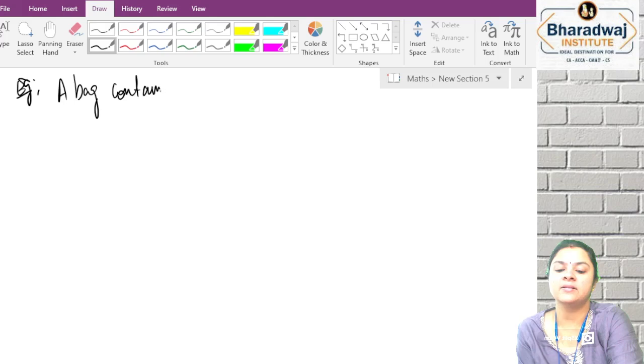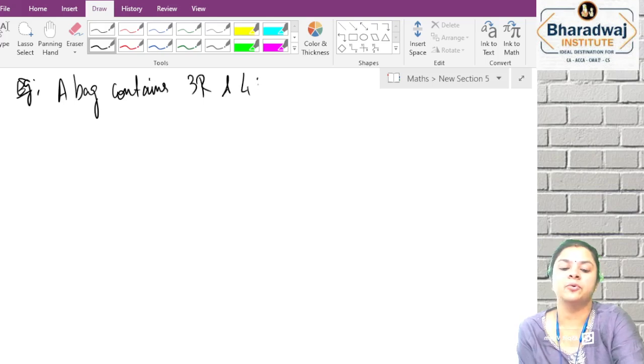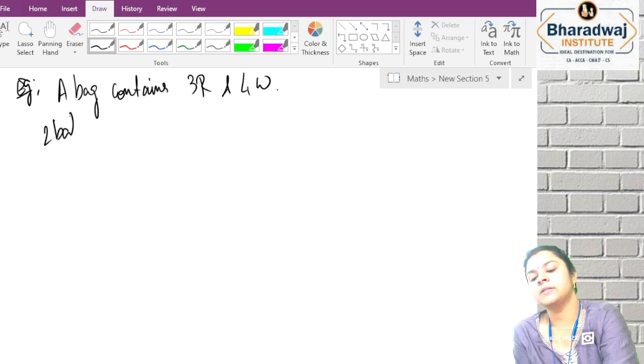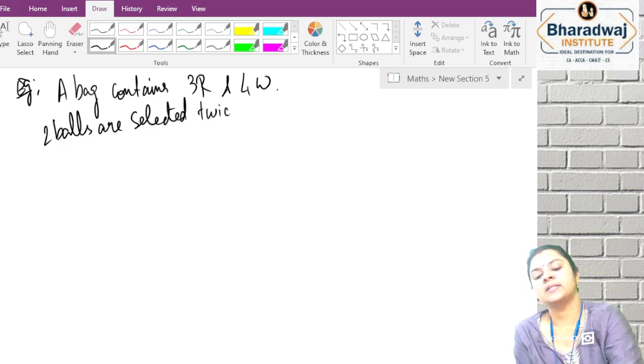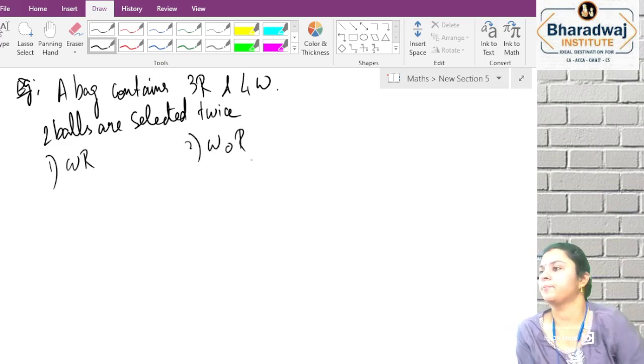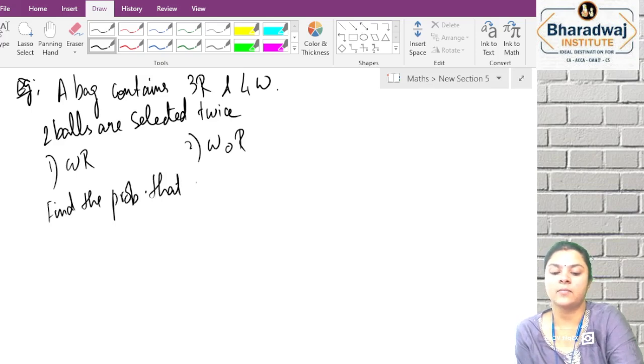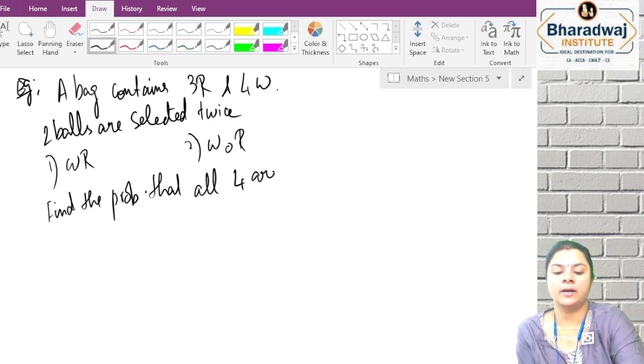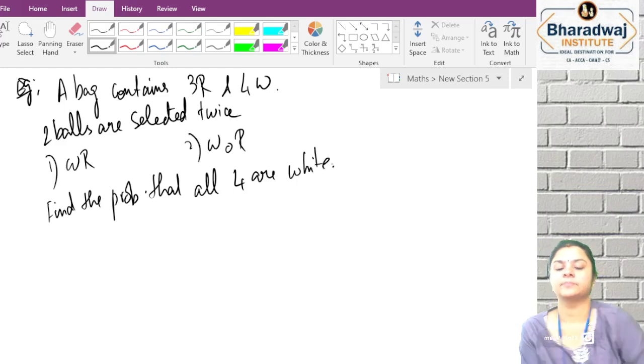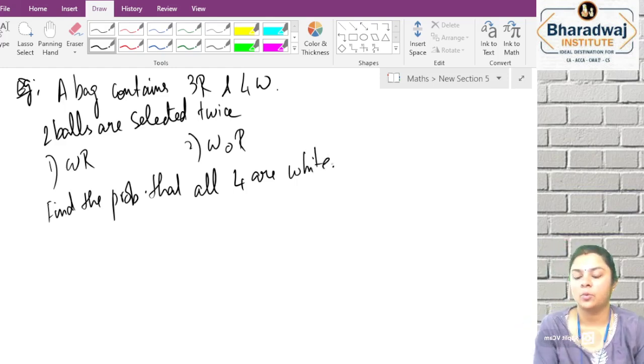A bag contains 3 red and 4 white balls. 2 balls are selected twice, with replacement and without replacement. Find the probability that all 4 are white.